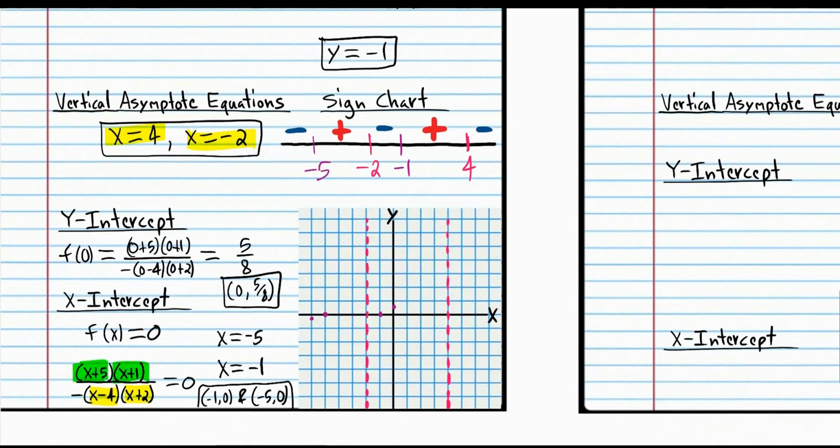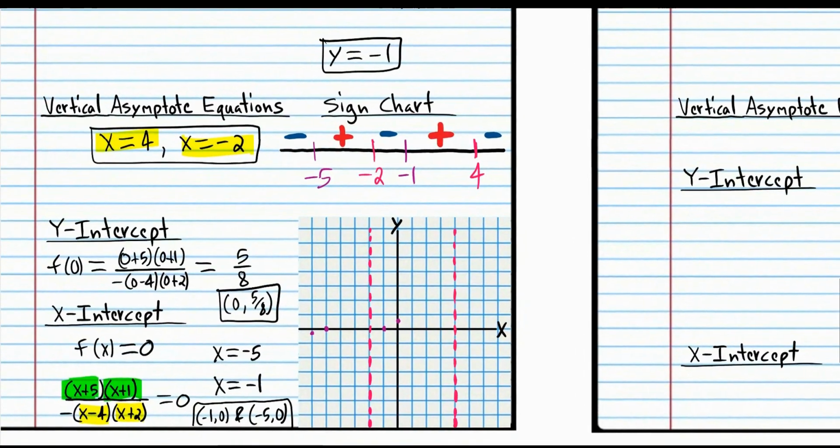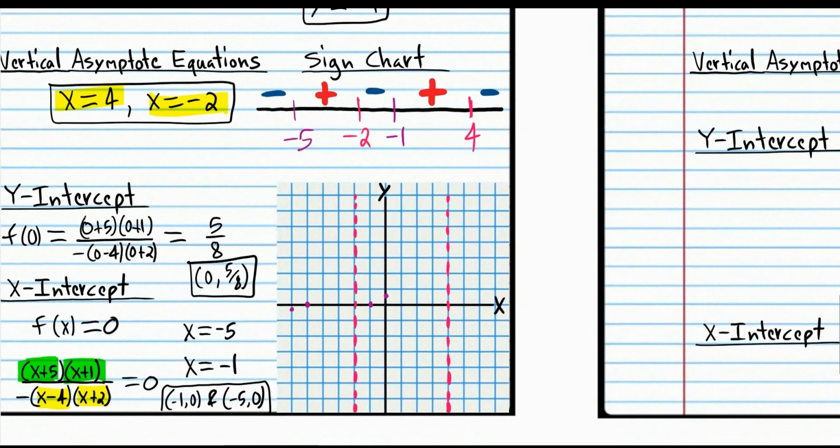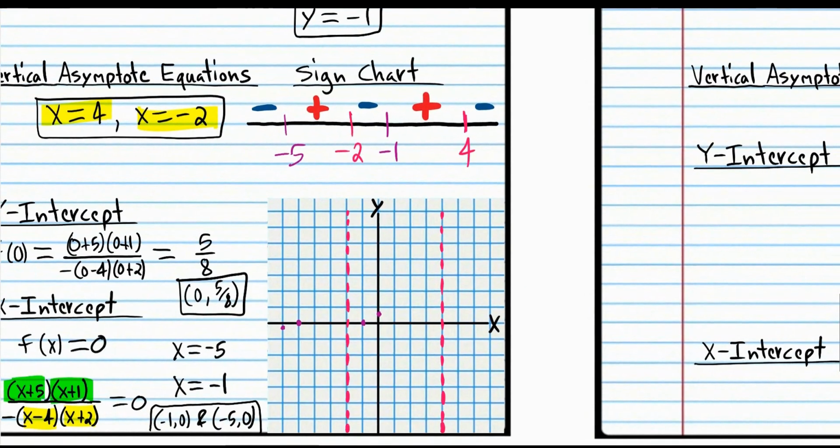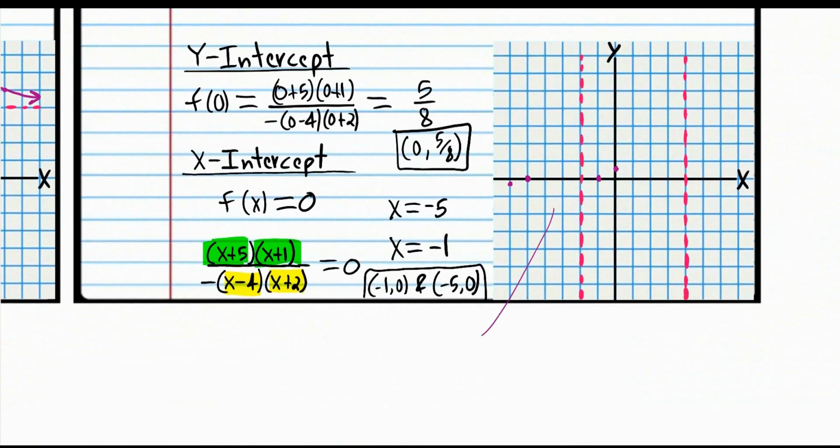So now that we have our sign chart, we can start to connect some dots. Let's try plugging in 1. And we have our function down here, so we can plug in 1. We get 6 times 2 is 12, divided by negative 3 times 3, so we get 12 over 9, which is 1 1/3.